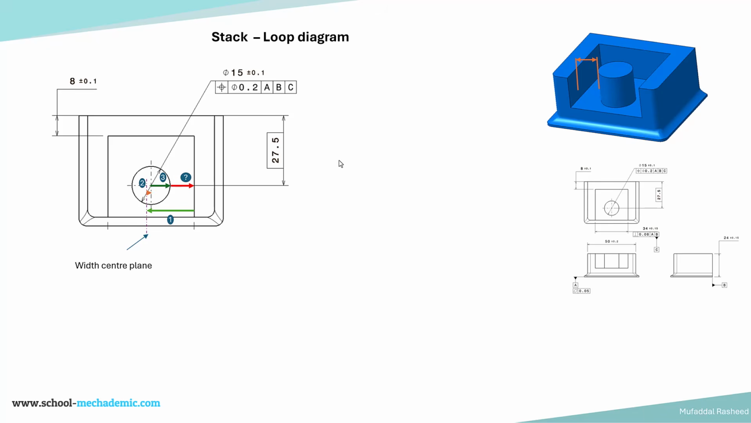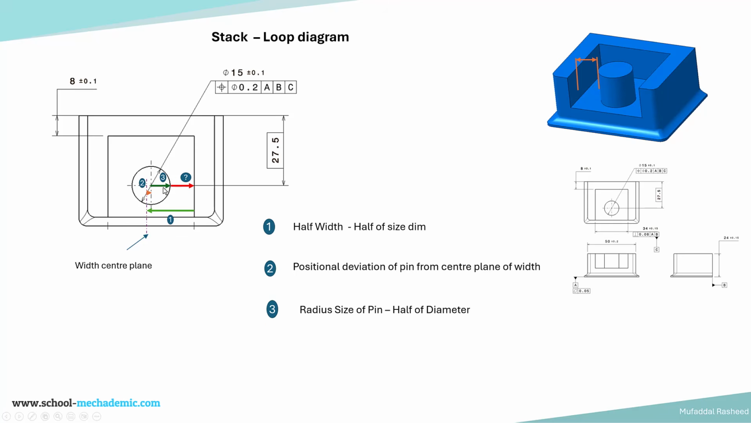So this is the loop diagram. The first specification is the half width, half of size dimension shown over here, which is 34 plus or minus 0.15. We go from this edge to over here, center plane. Then the positional deviation of pin from center plane of width, that is specification number 2. Then the radius size of the pin, change in radius size of the pin, half of diameter, that is specification number 3. And the gap to be calculated is over here. We need to calculate this gap.